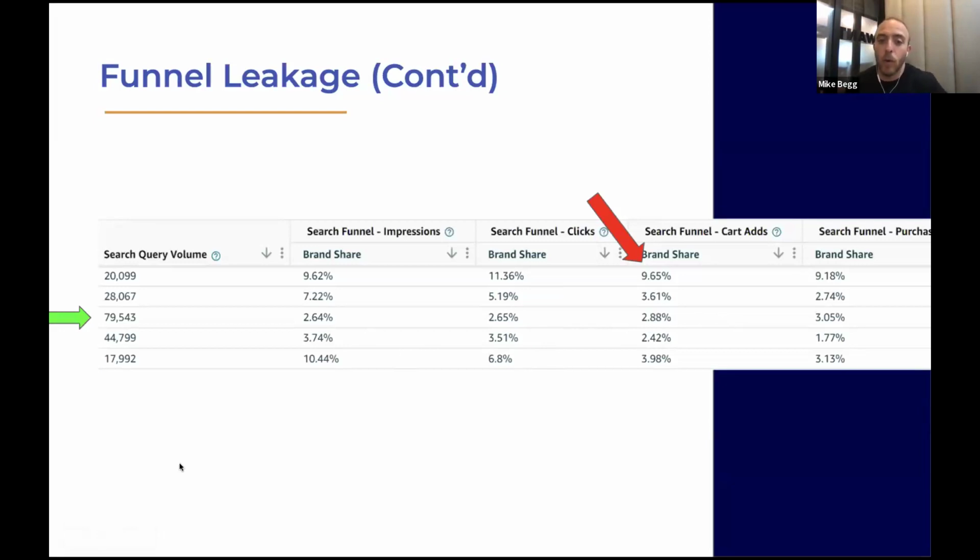Now, where you might want to focus is that if people are clicking your product and adding it to cart, it's probably very relevant for that search term. You want to focus now on how do I improve the impressions?